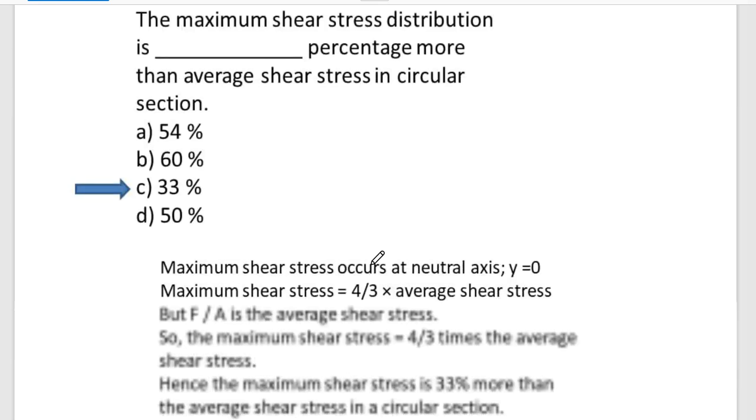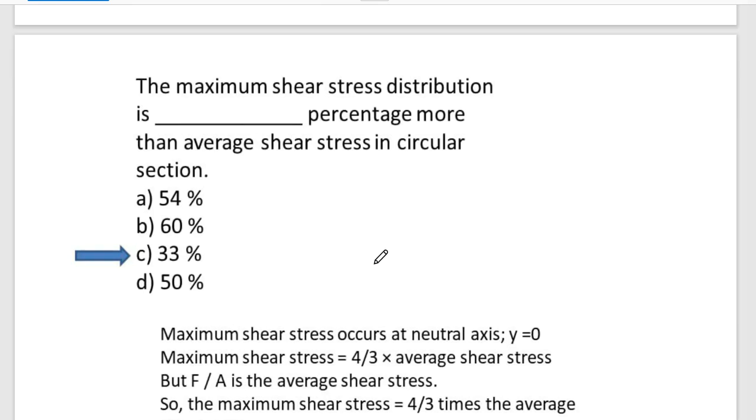Next question, I guess number 14. The maximum shear stress distribution is 33% more than the average shear stress distribution. So mainly the maximum shear stress is 4/3 times the average, meaning around 33%.